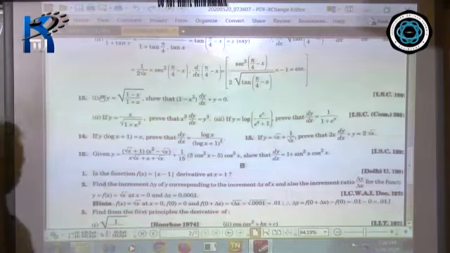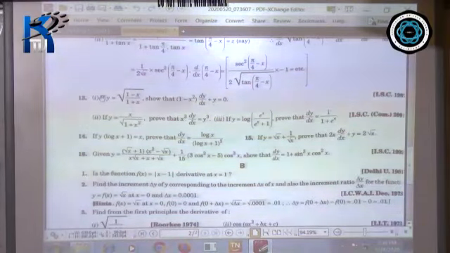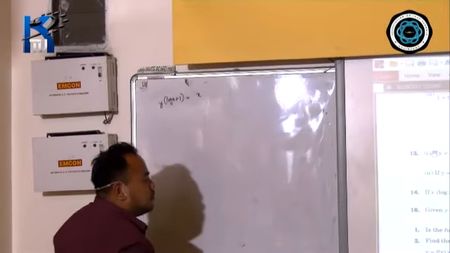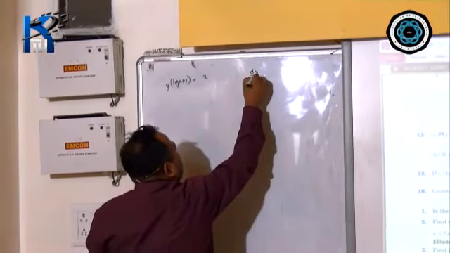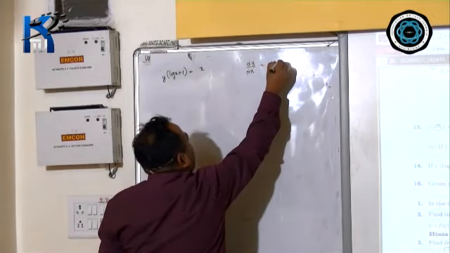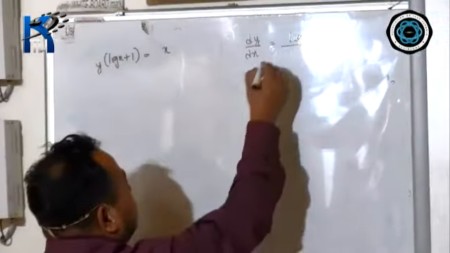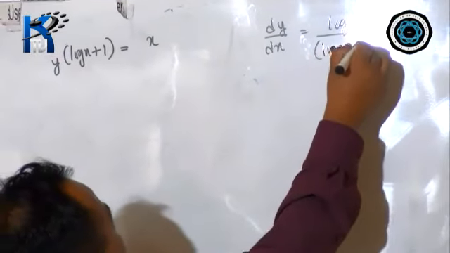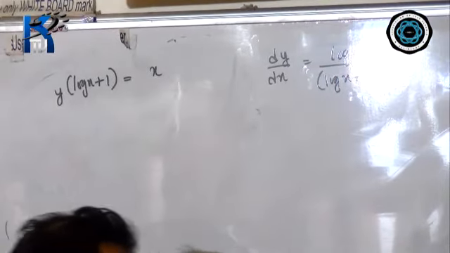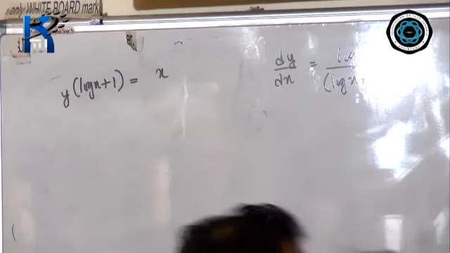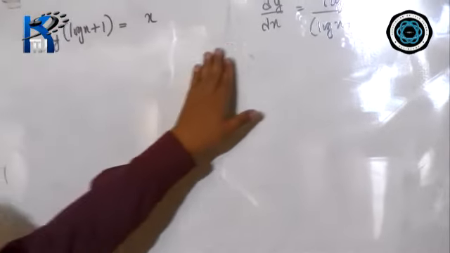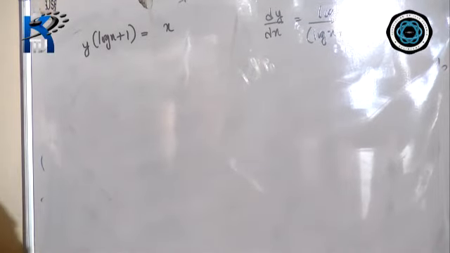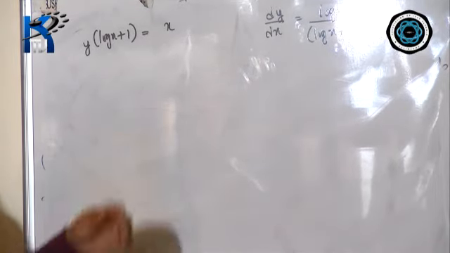Now, let us do question number 14. Question number 14. If y log x plus 1 equal to x, prove that dy by dx equal to log x divided by open bracket log x plus 1 close bracket whole square. Out here, you have to be very careful. So, look at the question. Whenever you are differentiating, there are certain questions which have a particular solution. So, this is one of the questions.